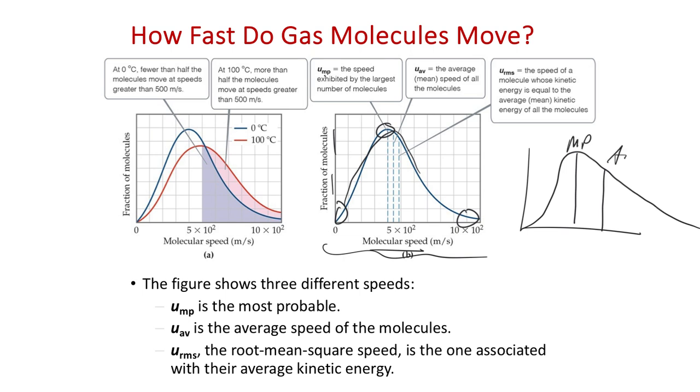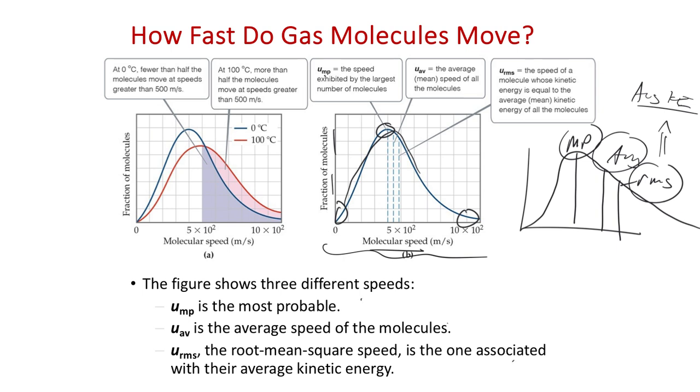And then we have the average, which is going to be higher. And then we have something called the root mean square velocity. The RMS velocity is the speed at which the particles have the average kinetic energy, which is a mouthful. But there are three different average-type velocities that you can compare for a gas mixture: the most probable, the average, and then the root mean square, which relates to the average kinetic energy. So most probable, average, and root mean squared.